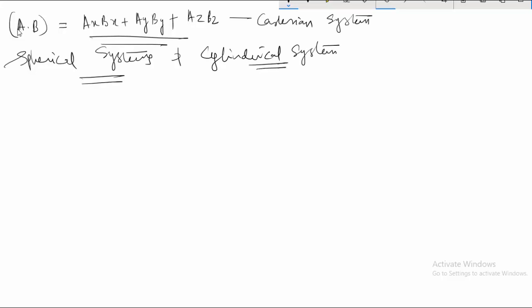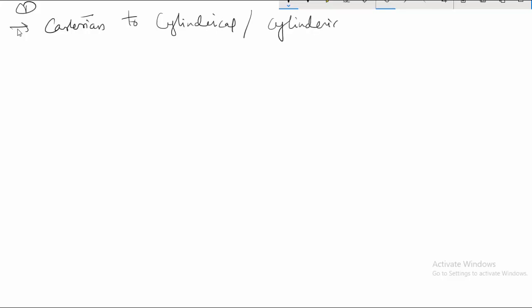So finally what I will do is that I will now do the transformation. So the first transformation which I am doing is from Cartesian to cylindrical, or from cylindrical to Cartesian. So if you want to do this, this series of equations will be useful to you.